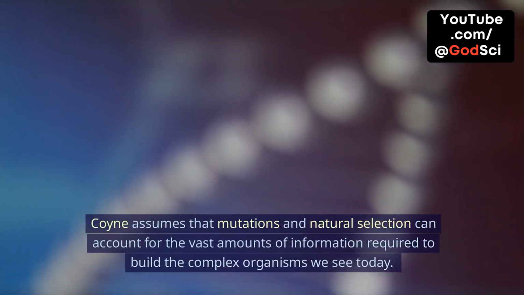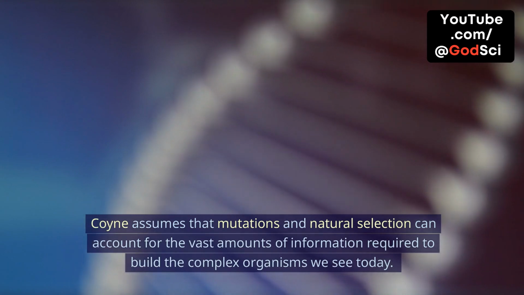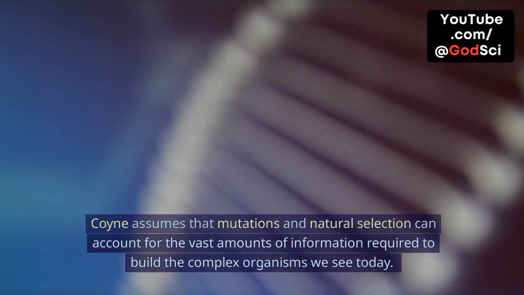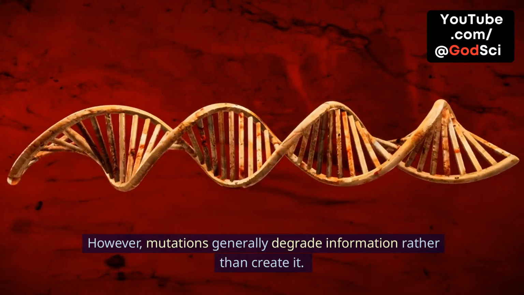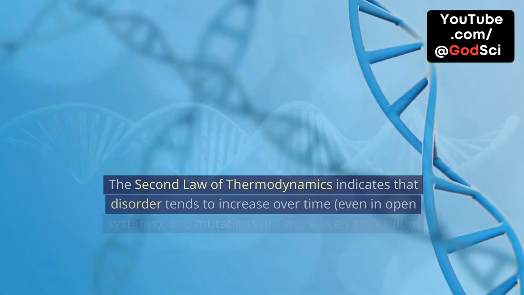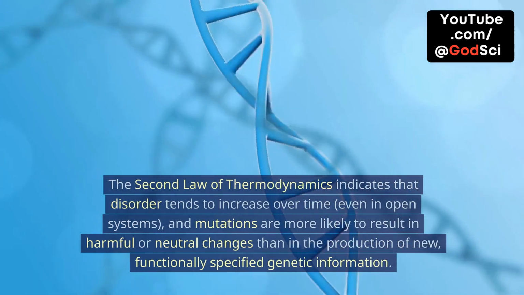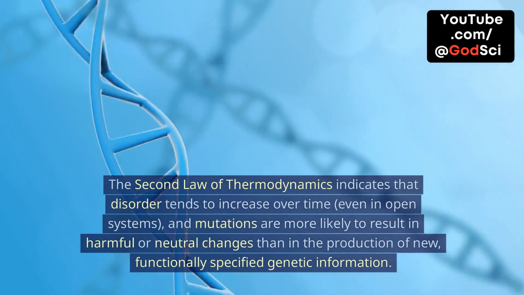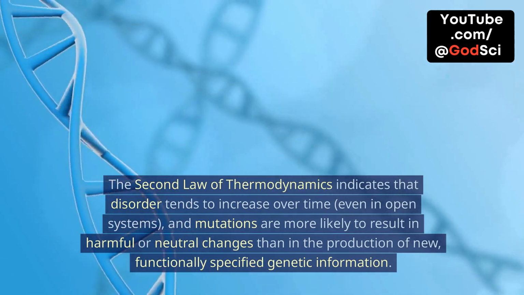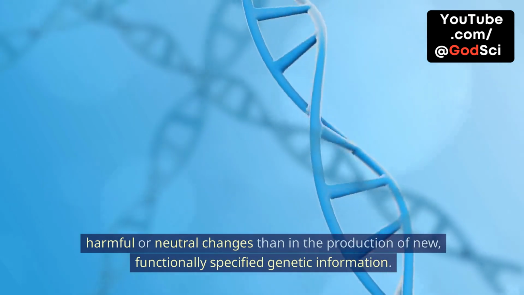Coyne assumes that mutations and natural selection can account for the vast amounts of information required to build the complex organisms we see today. However, mutations generally degrade information rather than create it. The second law of thermodynamics indicates that disorder tends to increase over time, even in open systems, and mutations are more likely to result in harmful or neutral changes than in the production of new, functionally specified genetic information.